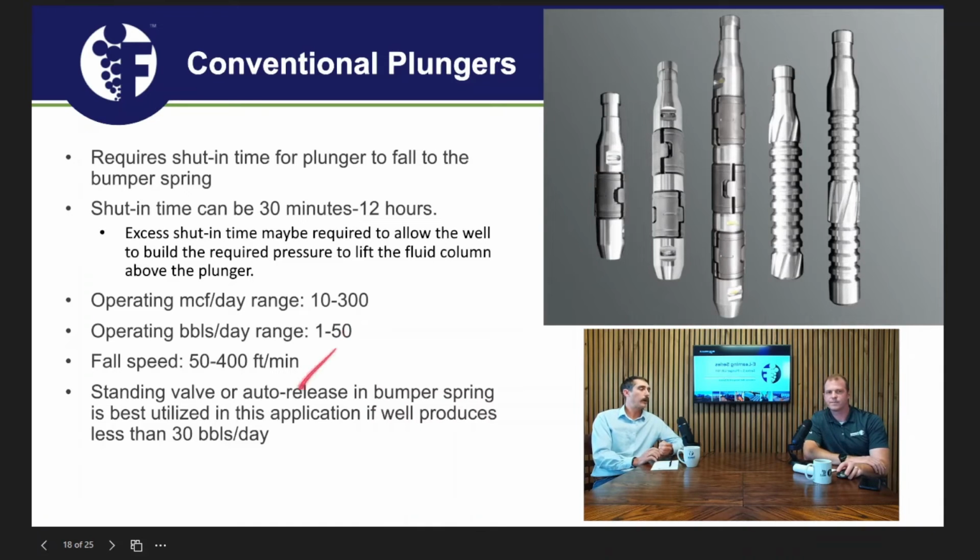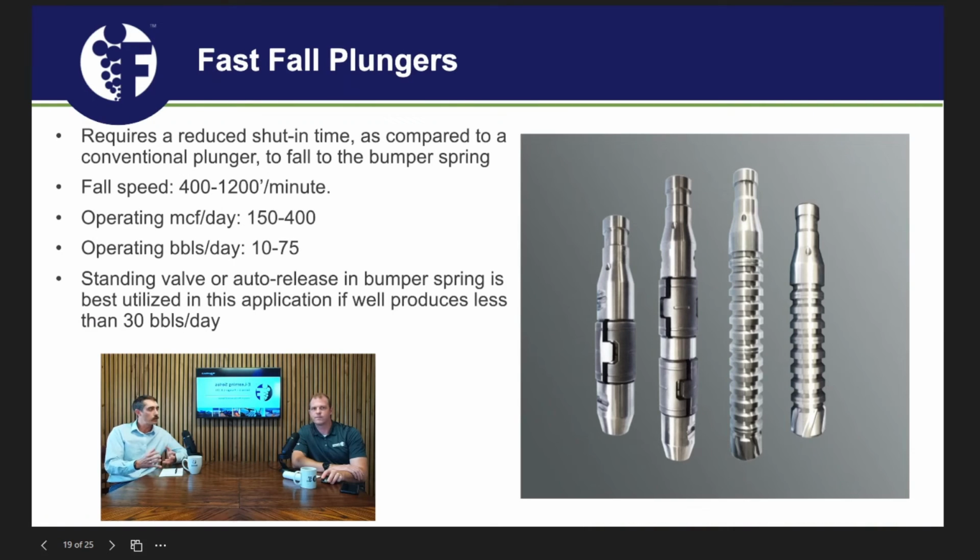And then what kind of liquid is that? Are we talking just water? Are we talking about oil? What's the gravity of that oil? What's the mixture? So it can really vary a lot. So if we need the benefit of a conventional plunger, but maybe we need it to fall a little faster, that's where we see this style of conventional plunger.